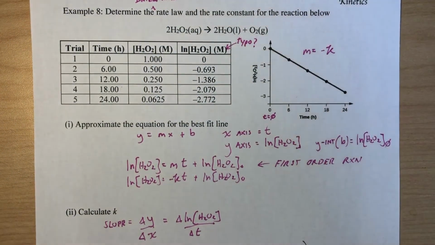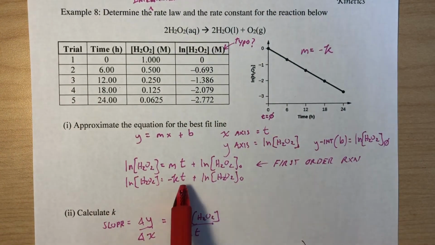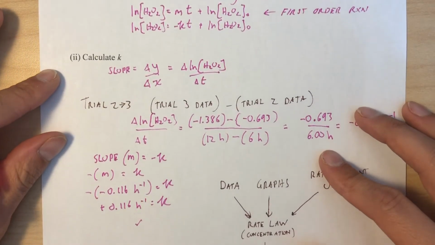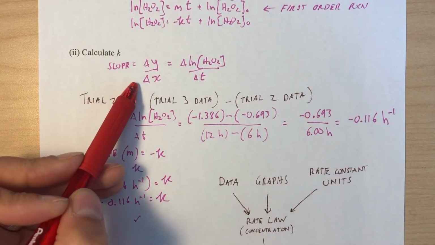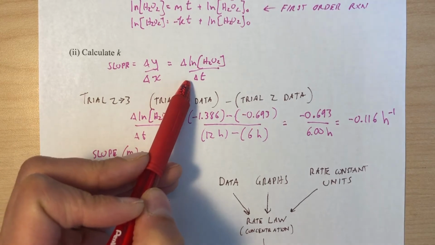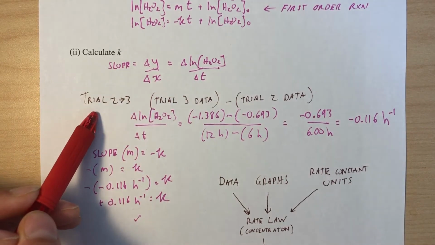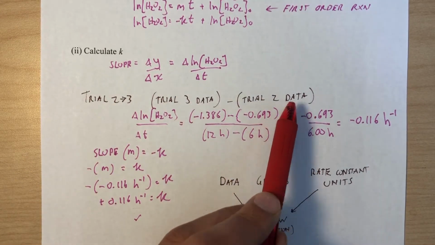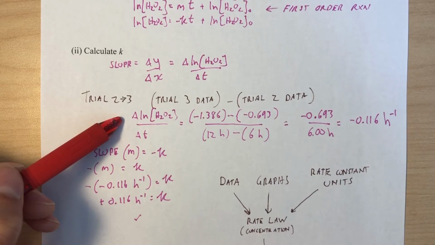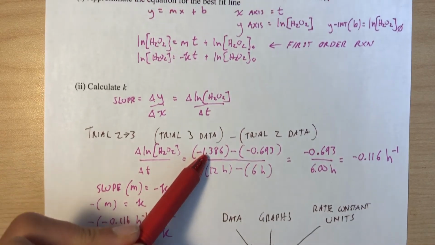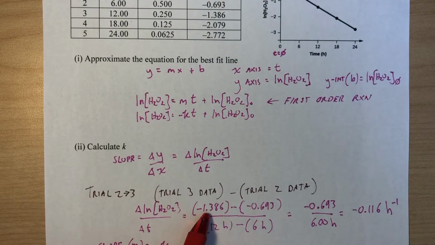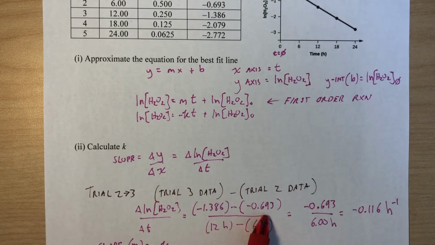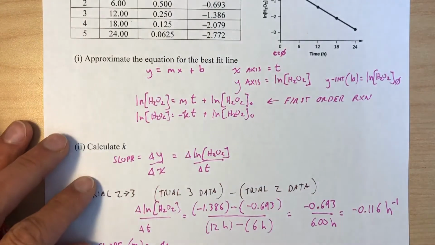So, what we are looking to do is take this data and our linear line equation and calculate k. So let's do that. So when we calculate k, our slope is going to be the change in y over change in x, which is the change in natural log of H2O2 over a change in time. We're going to use trial 3 and trial 2 arbitrarily to solve for this. So we take our trial 3 data, subtract our trial 2 data. So that our change in the natural log of H2O2 is going to be from trial 3, which is negative 1.386, and we subtract our trial 2 data, which is negative 0.693, shown here.